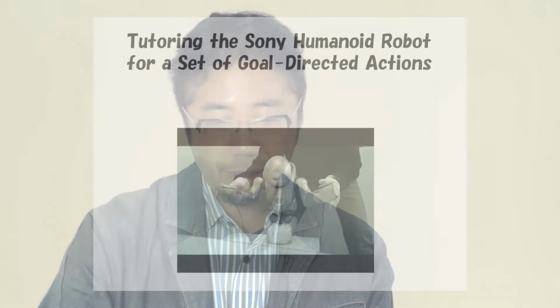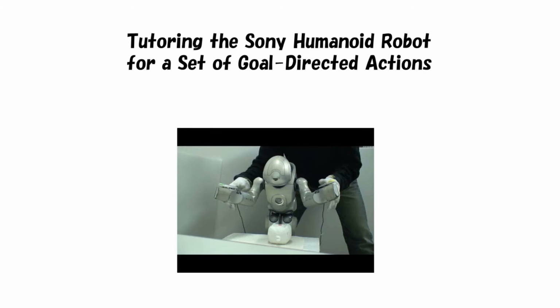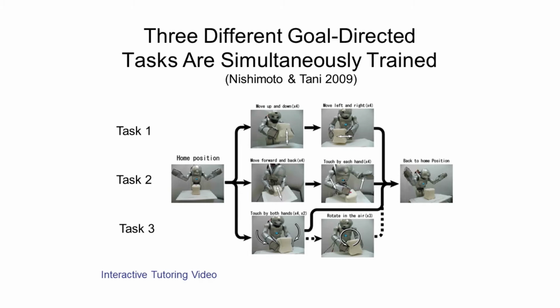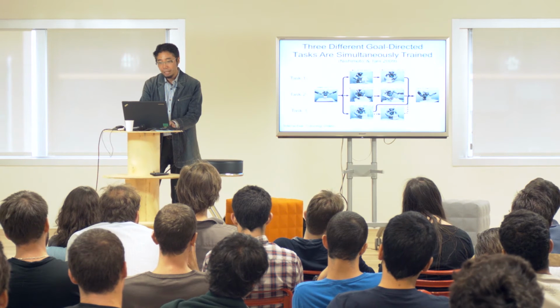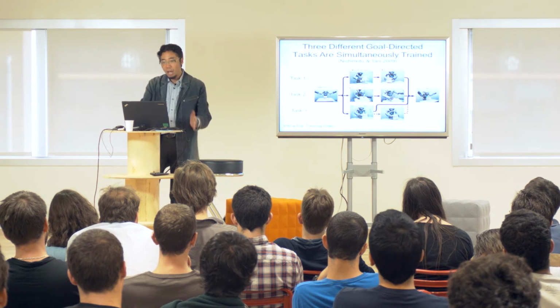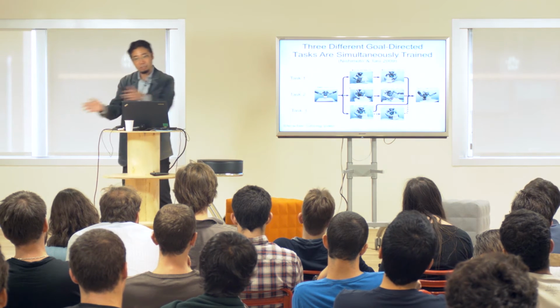So we used the Sony robot, Curio, and chose a set of goal-directed actions. We chose three different tasks. In task one, the object is located in front of the robot, in a possibly different position. The robot approaches it, moves it up and down 4 times, then moves it left and right 4 times, places it back in front of itself, and returns to the home position. This is very simple, but that is what we did.